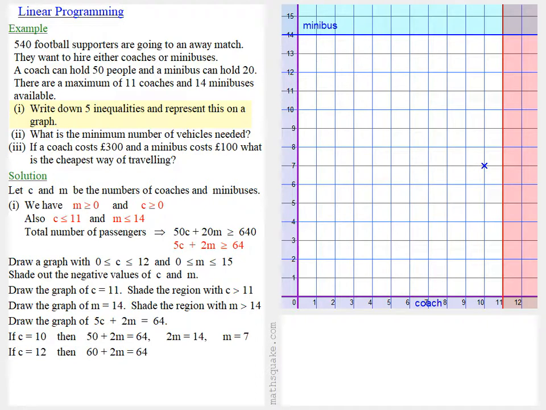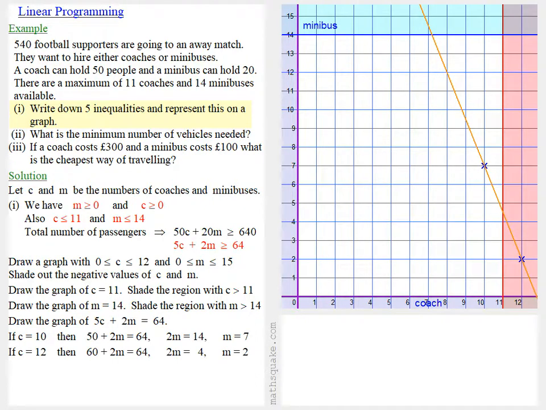If we choose C as 12, then we have 5C, which is 60, plus 2M equals 64, which means 2M is equal to 4, and so M is equal to 2. And we plot the point 12, 2. We join the points with a straight line.